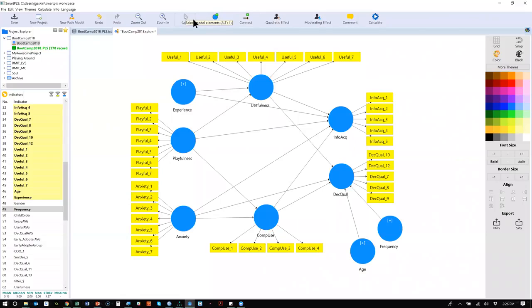I added some arrows I didn't want to though. So if I use the selector tool, I can then select the arrows I didn't want to add. For me, it was this line right here. There it is, delete. And I added another line, this line right here, I didn't want to add, delete. But I did want to add a line from experience to CompUse. Okay. And if I want, I can do frequency on information acquisition, something like that.